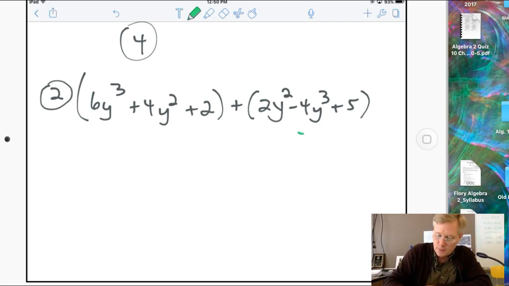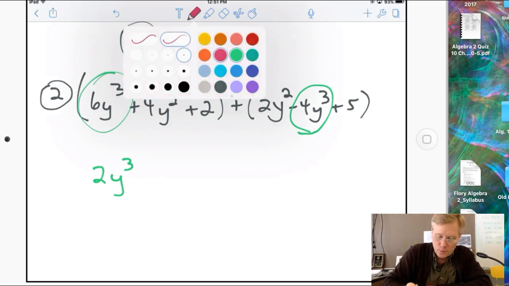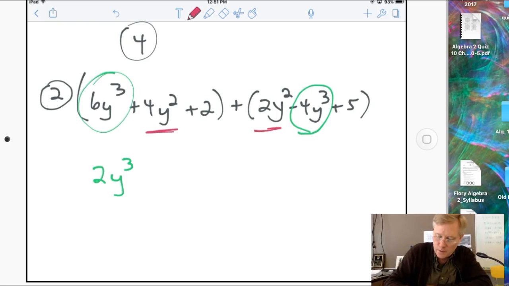In this case, they put them out of order. There's my cubes over here, and here's my cubes, or third powers, over there. So I'm going to add those two together. 6 plus negative 4 is 2, and I keep the exponent the same. The next one, here's my y squareds, and there's those y squareds. Those two I can add together. 2 plus 4 is 6, y squared, and then I can also add my regular numbers together. 2 plus 5 is 7.